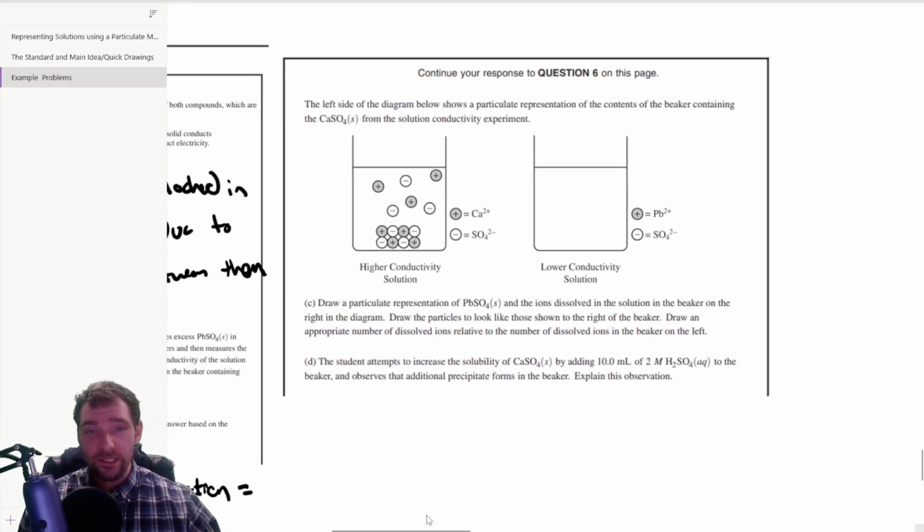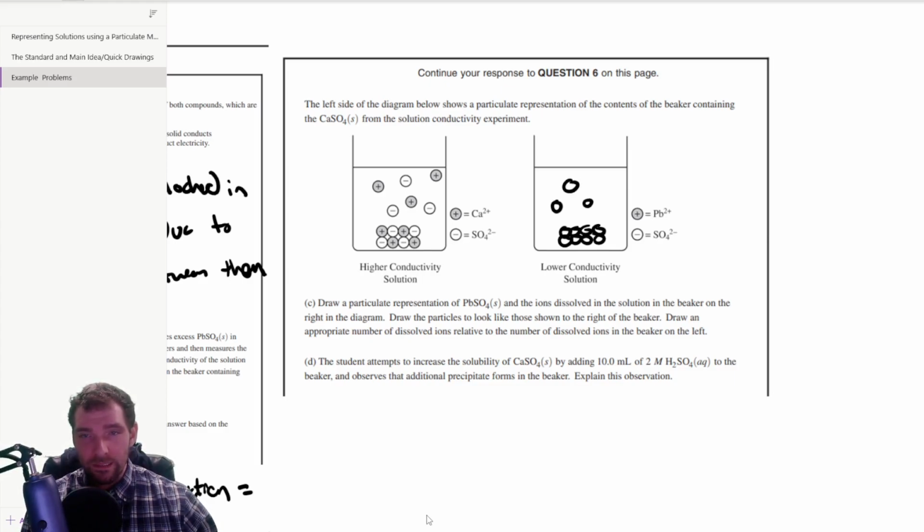So if we're looking at this model here, they're going to look very similar in terms of this part, having there be some sort of solid, but there's going to be a different number of ions in solution. So the lower conductivity is going to have less ions in solution. So instead of doing 1, 2, 3, 4, 5, 6, I might just do like 3. And then it might be like a plus, a minus, and a minus. And obviously these should be repeating patterns with plus, minus, plus, minus, plus, minus to show that the ions are interacting with opposite charges next to each other.